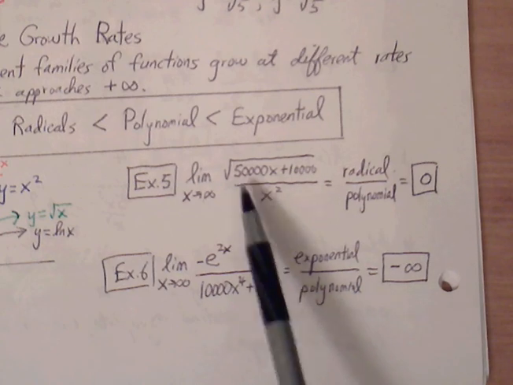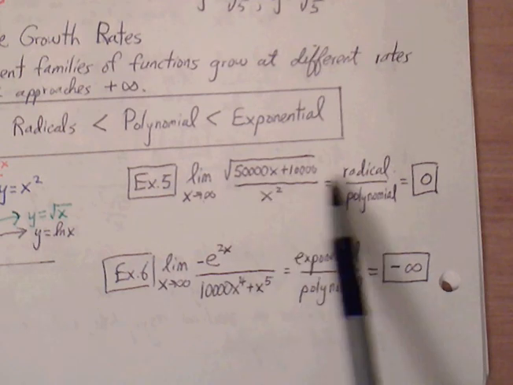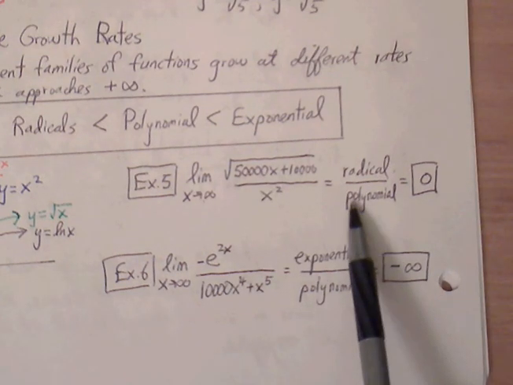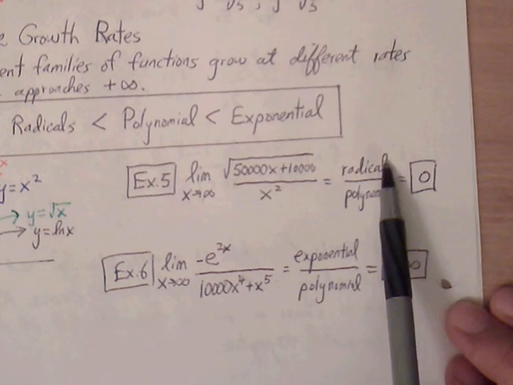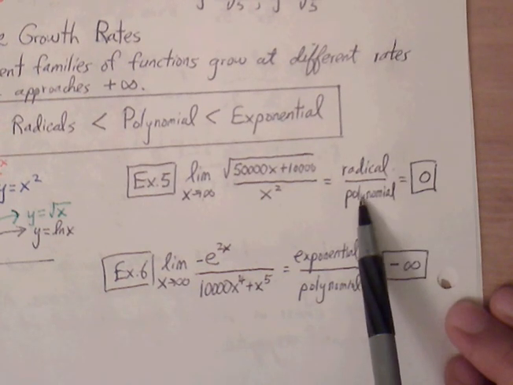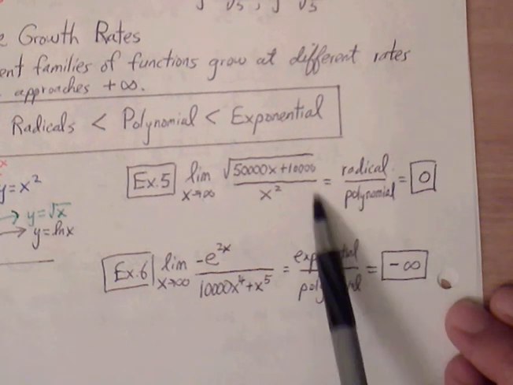So if we have a radical over a polynomial, eventually the polynomial is going to grow at a faster rate than the radical. It's going to overtake this radical portion. If the denominator eventually gets larger than the numerator, then this fraction will just get smaller and smaller until it reaches 0. So that's what the limit will be for this function.